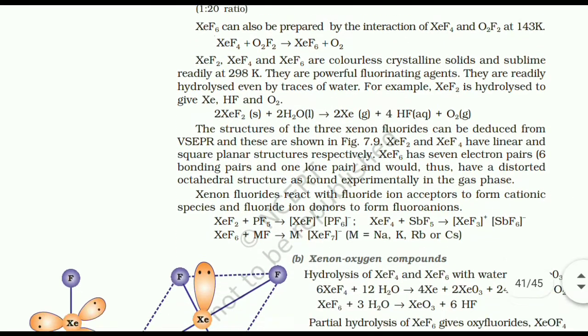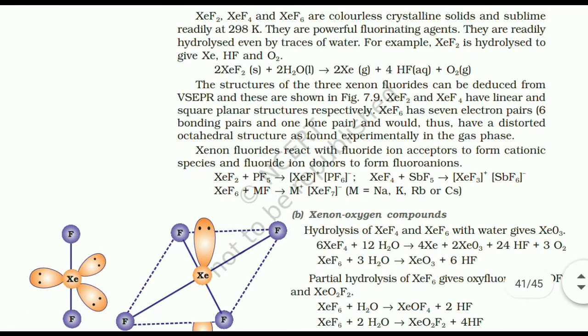The structures of the three xenon fluorides can be deduced from VSEPR, and these are shown in figure 7.9. XeF2 and XeF4 have linear and square planar structures respectively. XeF6 has 7 electron pairs, 6 bonding pairs and 1 lone pair, and would thus have a distorted octahedral structure as found experimentally in the gas phase. Xenon fluorides react with fluoride ion acceptors to form cationic species and fluoride ion donors to form fluoroanions.